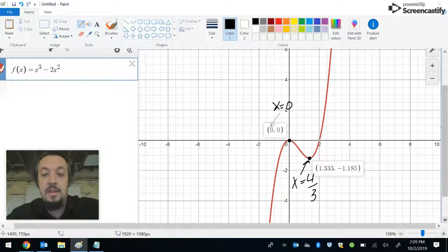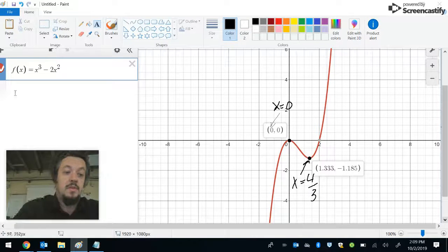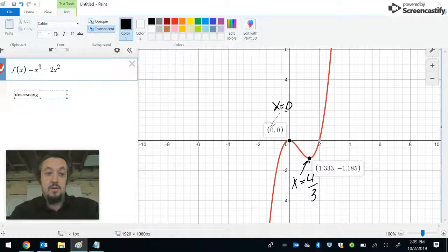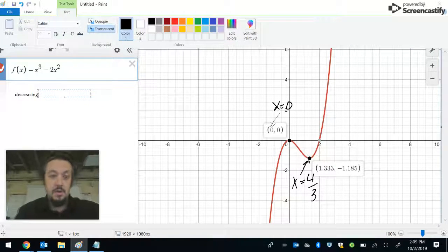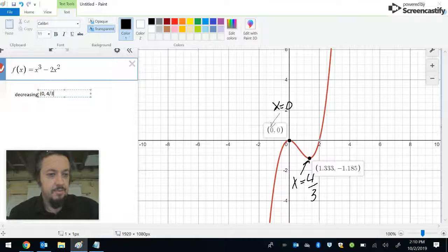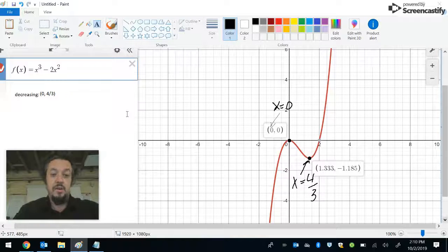And I want to make sure we understand that the maximum and the minimum are not points where the function is increasing or decreasing. So when we talk about the interval for where it's decreasing, I'm just going to jot this down over here. Where it is decreasing, we're going to say that it's decreasing from 0 to 4/3. I'm not very happy with the functionality of Microsoft Paint here, but I hope you get the idea. 0 to 4/3 is the interval over which it's decreasing.